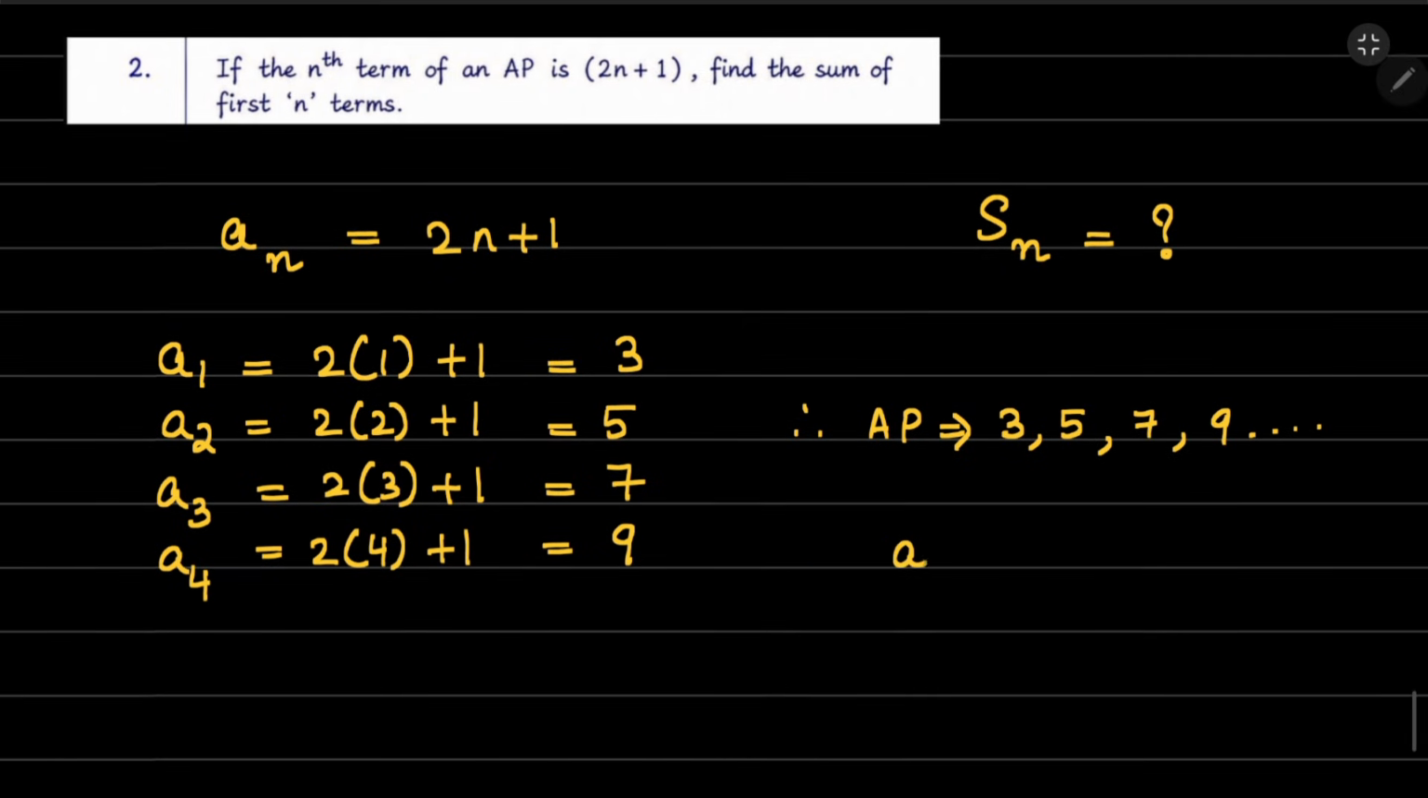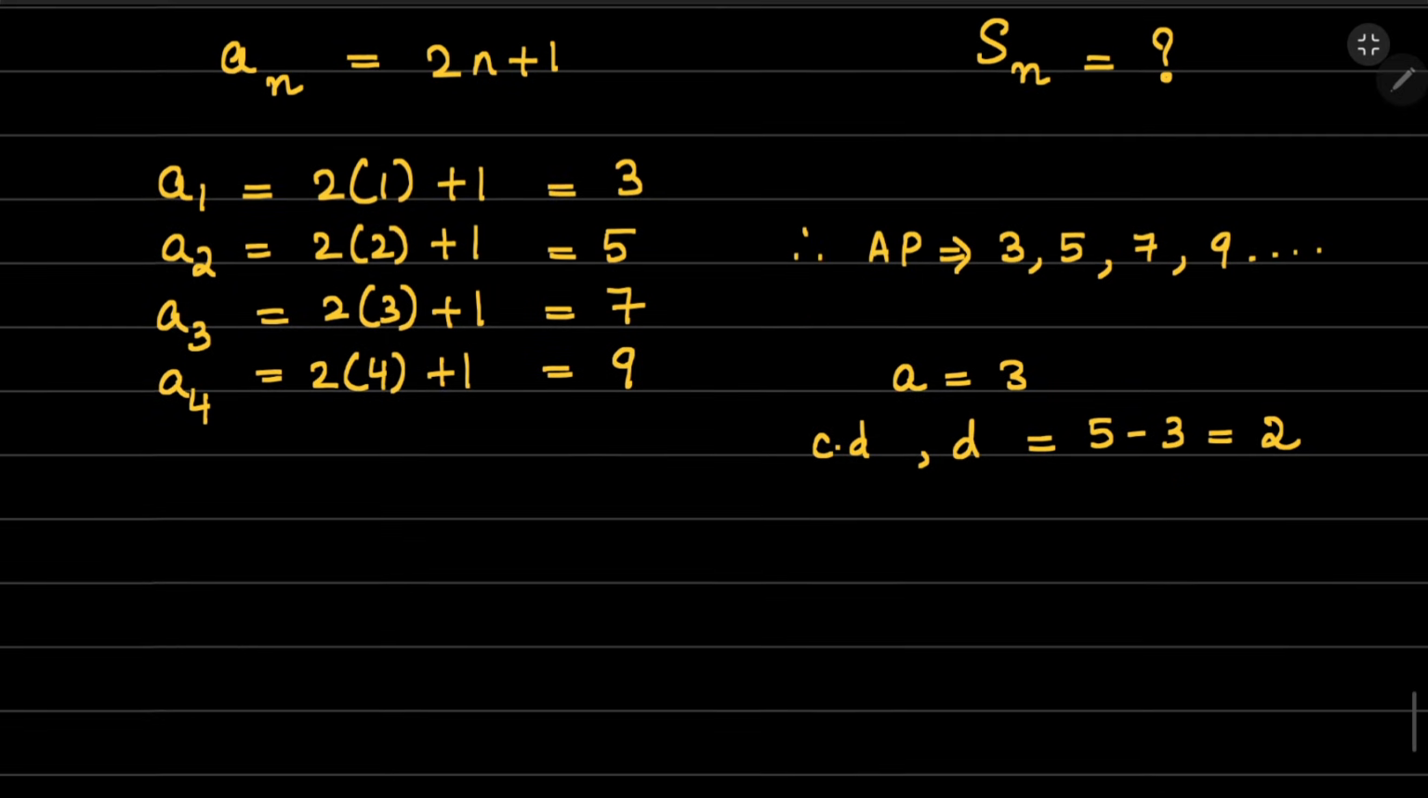Now from here you can calculate your first term. It's 3. What is your common difference? d is equal to 5 minus 3, which is equal to 2. You know a, you know d. Now let us calculate what is the sum of the first n terms. What is the formula? n by 2 into 2a plus n minus 1 into d.